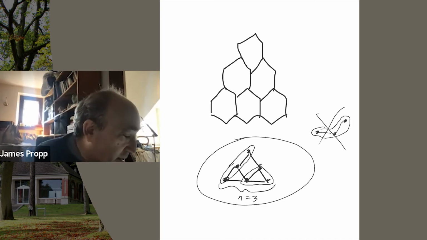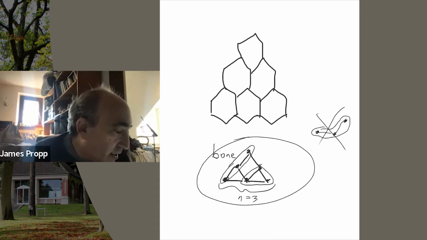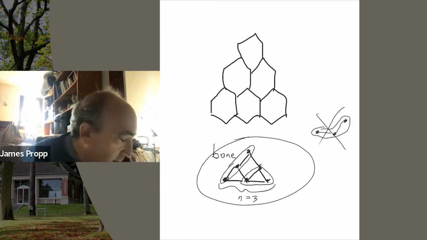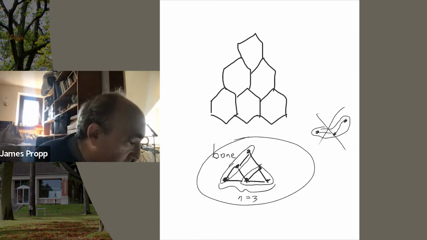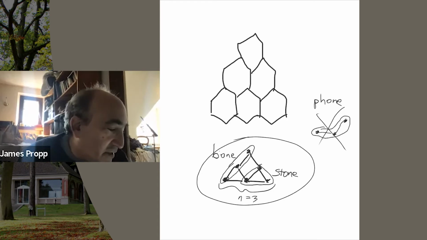So I'm going to call this a bone. And there's actually precedent for calling this a tribone, but I'm just going to call it a bone in the context where we already know we're talking about trimers. So that kind of trimer I'll call a bone. This kind of trimer I'll call a stone because it's nice and compact. And this kind that I'm not allowing I will call a phone because it looks a little bit like a flip phone that's been opened. I think it was Timothy Chow who suggested the name phone.